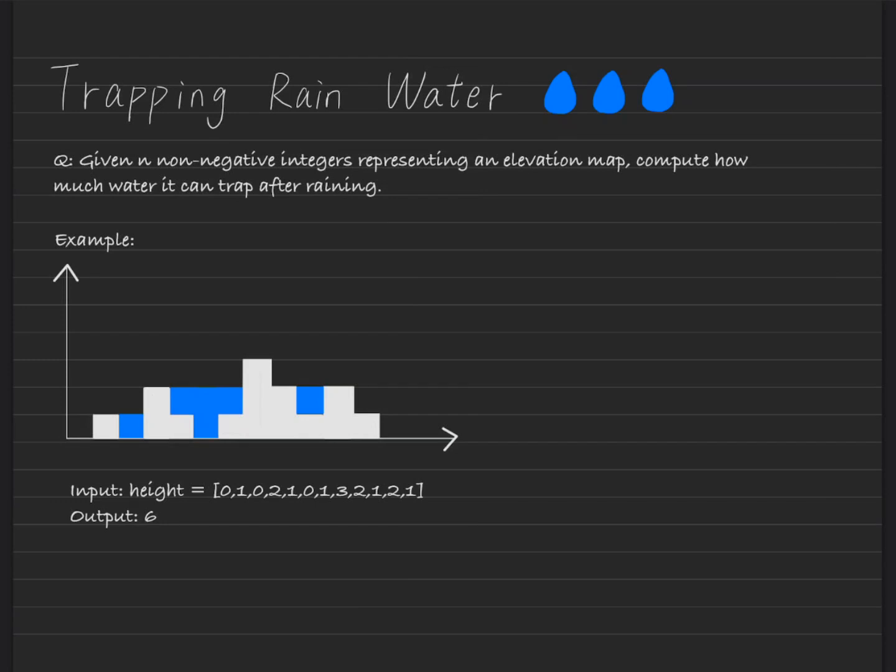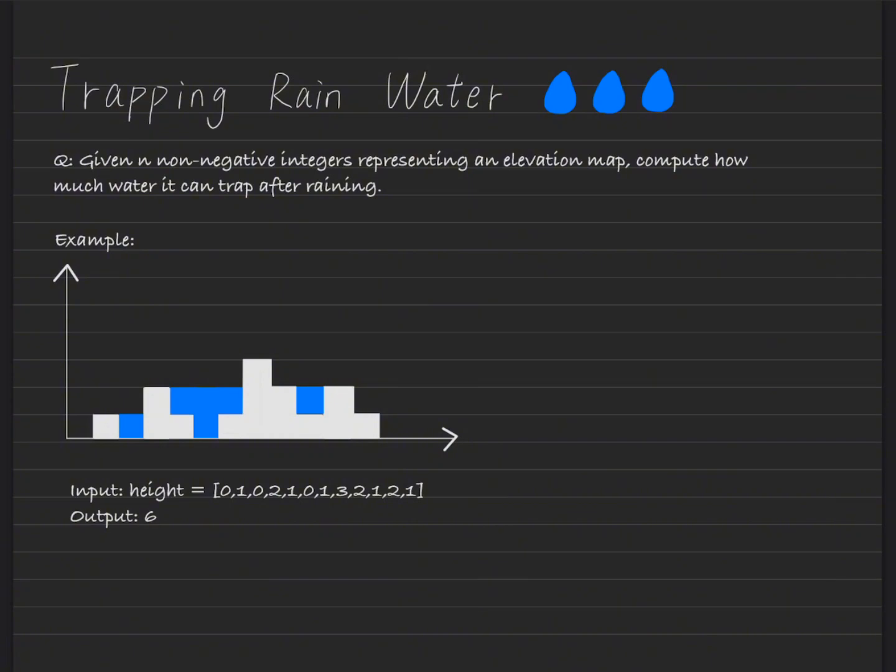Today we'll go over the LeetCode hard question, trapping rainwater. The question is, given n non-negative integers representing an elevation map, compute how much water it can trap after raining. This is a very popular interview question, so let's get into it.